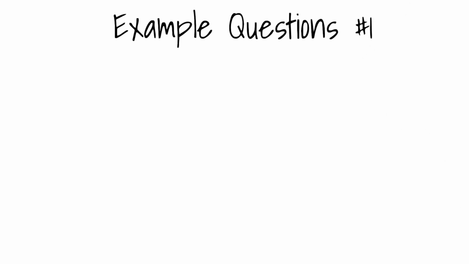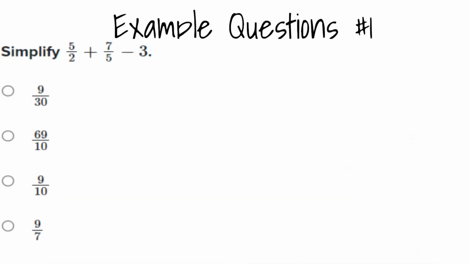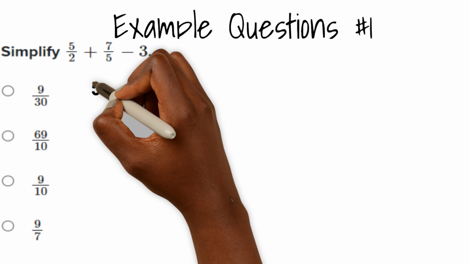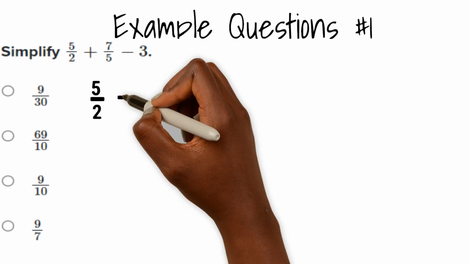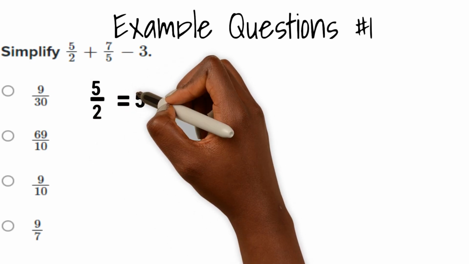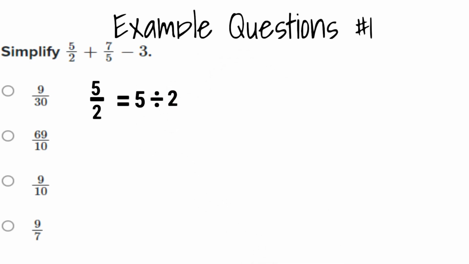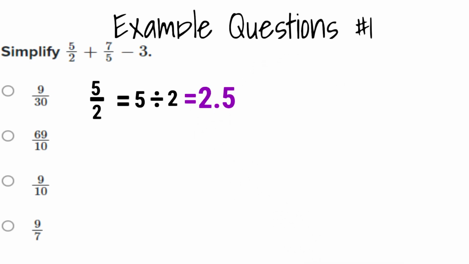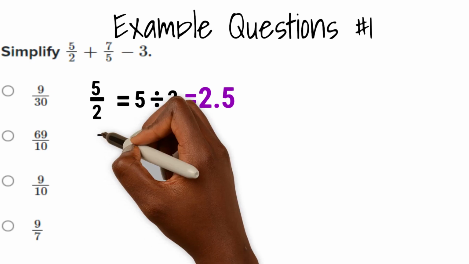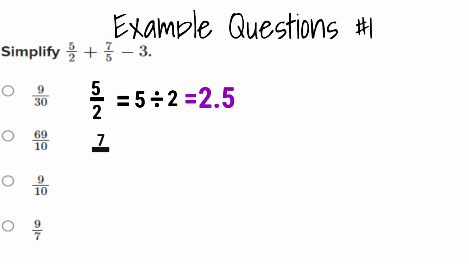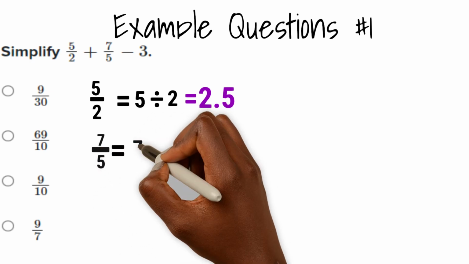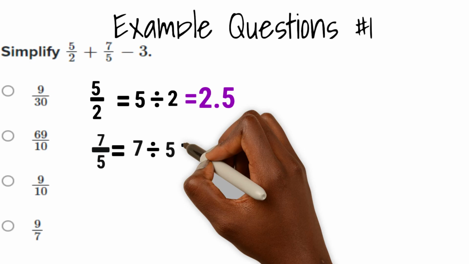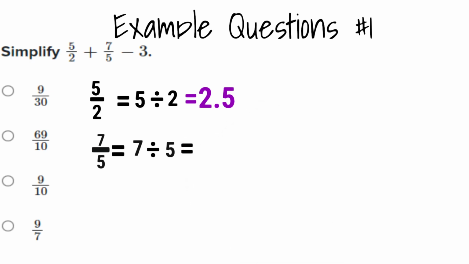Example question number 1. Simplify 5 over 2 plus 7 over 5 minus 3. So we're going to take the 5 over 2 and look at it as 5 divided by 2, which you'll enter into your calculator. 5 divided by 2, and you should receive the answer of 2.5. Then you move on to the next fraction within the question, which is 7 over 5. You use the same strategy, entering top number divided by bottom number, and you should get 1.4.